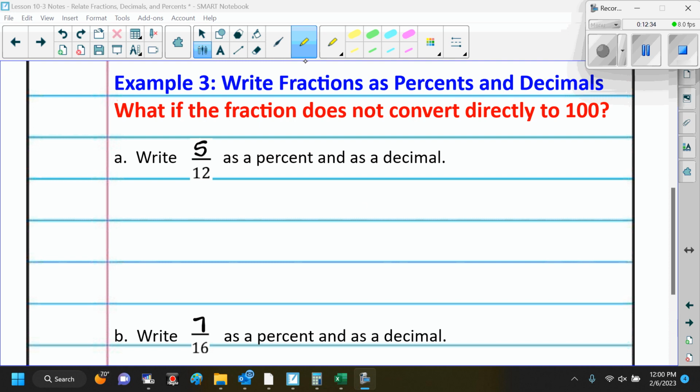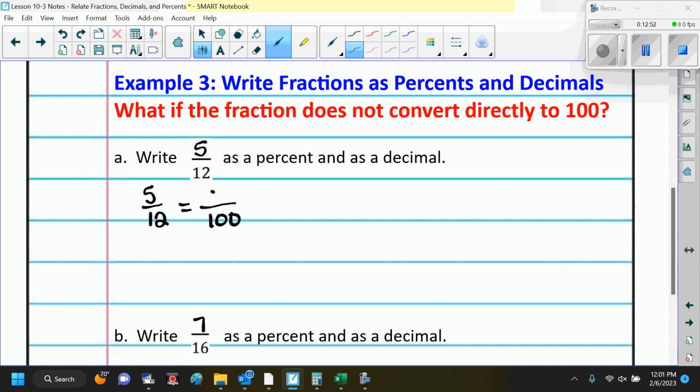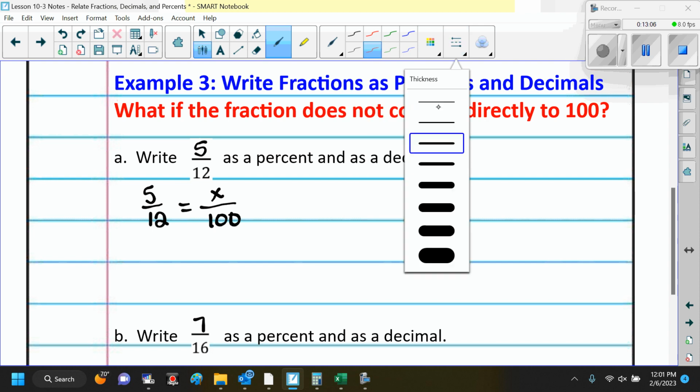So let's look at 5/12. We want to change that to a percent, right? Percent means per 100. So we want 100 in the denominator, and we want to figure out what goes up here. Does that look familiar to you? If I can't go from 12 to 100, what other method do you know to solve this? Very good. We are going to cross multiply.